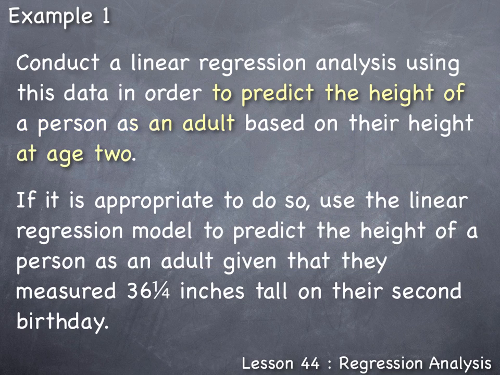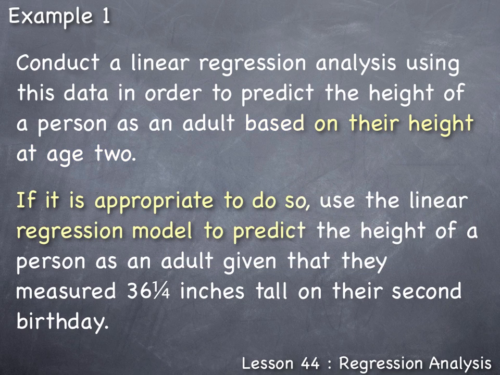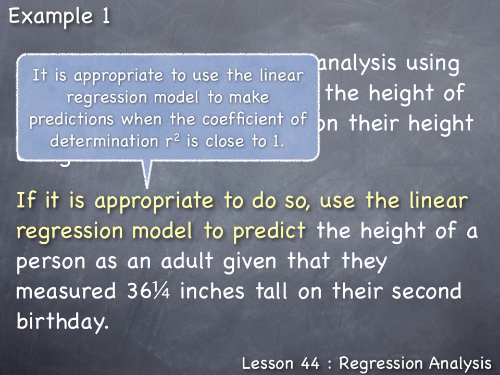This prediction is based on their height at age 2. And the variable that is used to base the prediction on, called the predictor, is the x variable. So in this case, we're going to base the prediction on x equal to their height at age 2. Now, if it is appropriate to do so, we will use the linear regression model to make our prediction. It is appropriate to use the linear regression model to make predictions when the coefficient of determination r squared is close to 1.